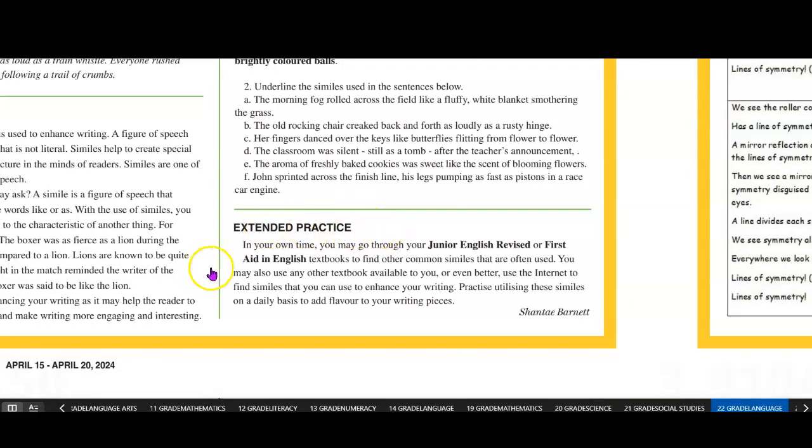Extended practice now. In your own time, go through your Junior English Revised or First Aid in English textbooks to find other common similes that are often used. You may also use any other textbook available to you, or even better, use the internet to find similes that you can use to enhance your writing. Practice utilizing these similes on a daily basis to add flavor to your writing pieces.